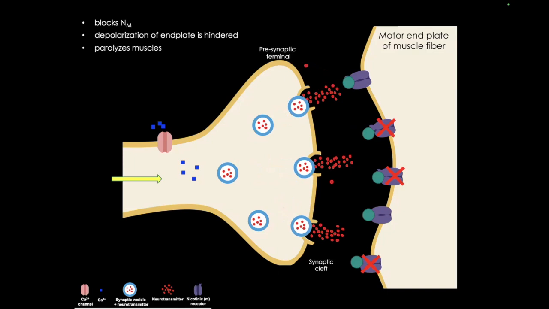Now, unlike myasthenia gravis, this blockade is competitive and reversible, meaning we can overcome it by increasing synaptic acetylcholine concentrations, which is exactly the mechanism behind reversal agents like neostigmine, which inhibit acetylcholinesterase and allow acetylcholine to accumulate and competitively displace curare from the receptor.